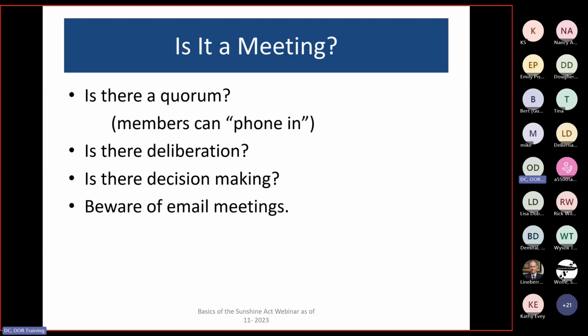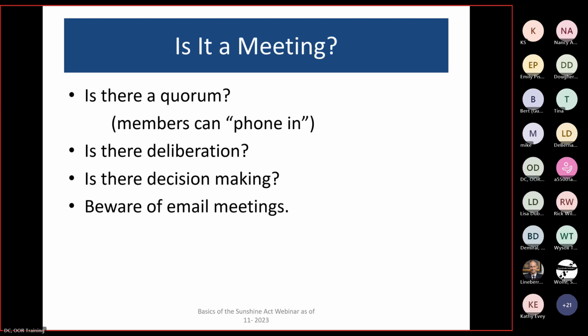Okay? The communication must be direct. Now, in the case of a second-class township, you can have a quorum with a person phoning in, as long as you meet that quorum. And again, the same conditions apply. But for boroughs and first-class townships, you need that physical quorum present. Then you need to answer the question, is there deliberation taking place? Now, definitions. Deliberation is any discussion that could lead to a decision.